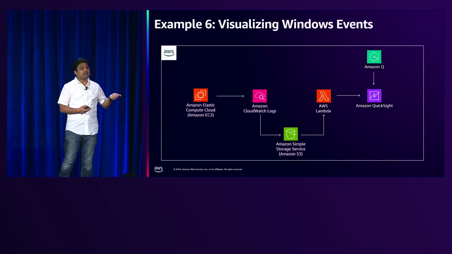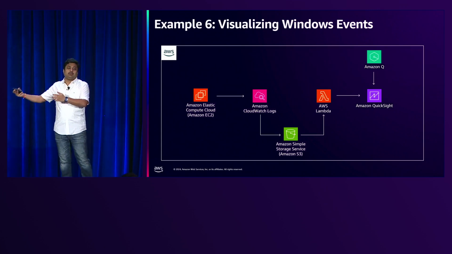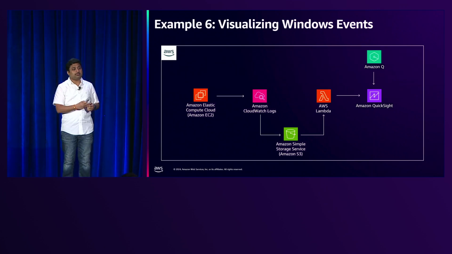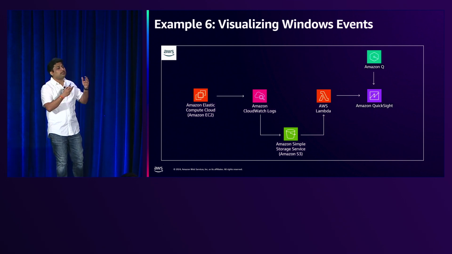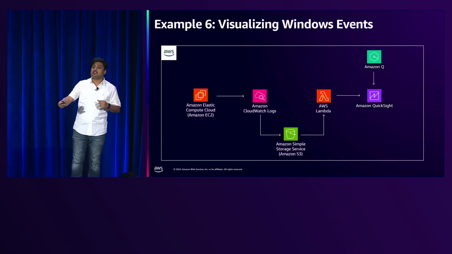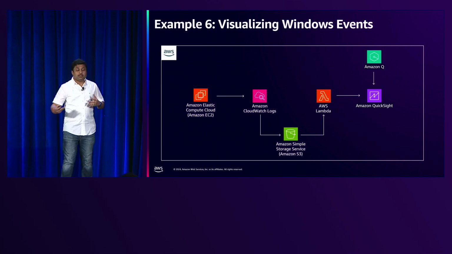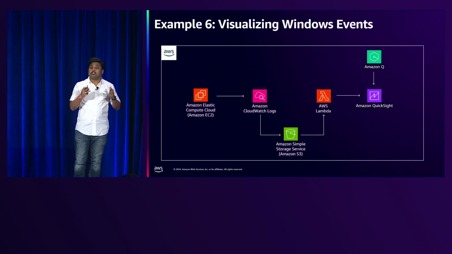There are two reasons. One is, of course, we can keep track of all those Windows activities that are happening for future audit trails if needed. And second, it's cost efficient as well, pushing the logs from CloudWatch logs to S3. Then we have a Lambda function, which ingests that data from the S3 bucket, formats and processes it, and makes it available in a consumable format for QuickSight.